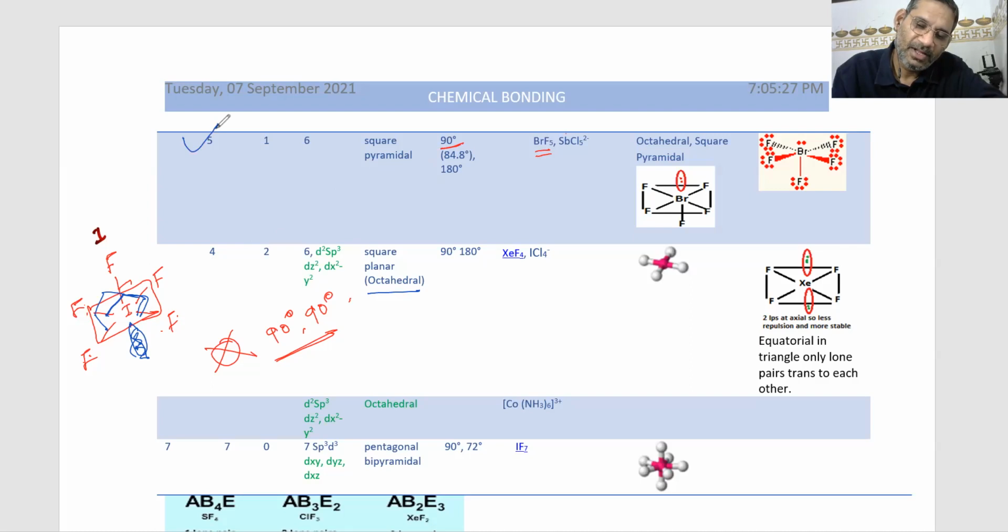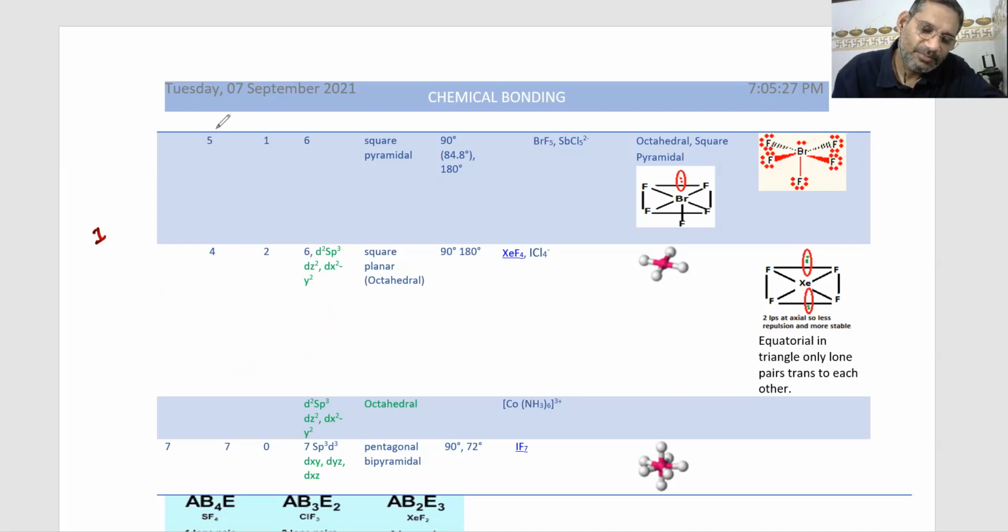Now we'll take this example, 4 plus 2. 4 bond pairs and 2 lone pairs. So that also means sp3d2, or you can say d2sp3. That means sp3d2, and the shape will be square planar.